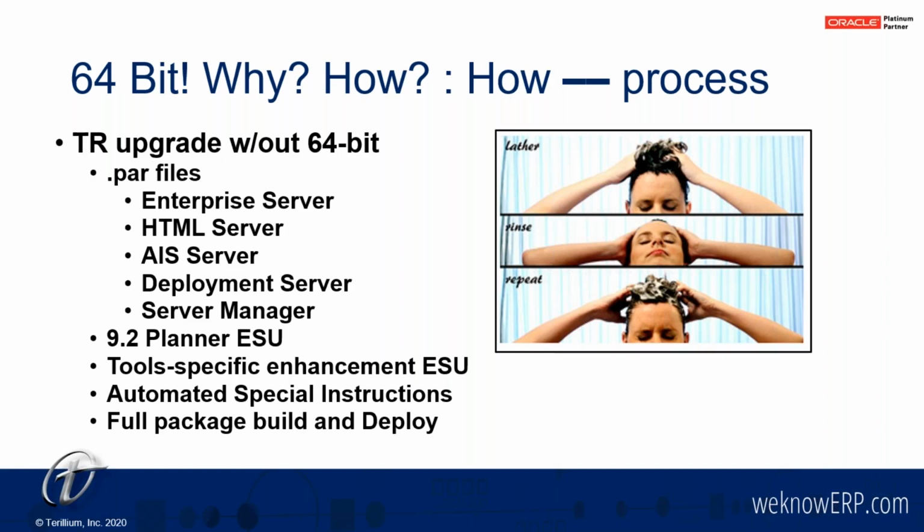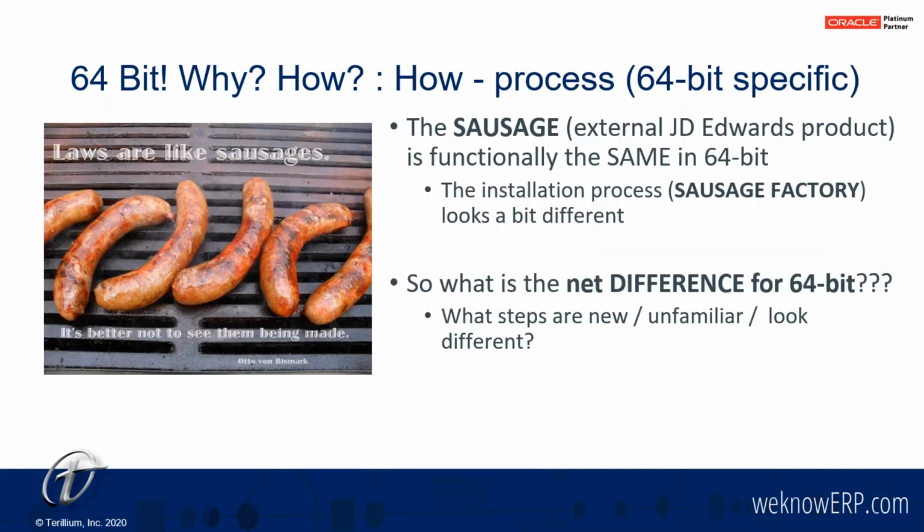All of that happens. Then a full package build and deploy. Okay, that isn't nothing new. None of this is front page news. Those of you familiar with the upgrade process know that these are the steps. Basically the sausage, in other words, the external JD Edwards product is the same in 64-bit, but the installation process, the sausage factory, if you will, looks a little bit different.